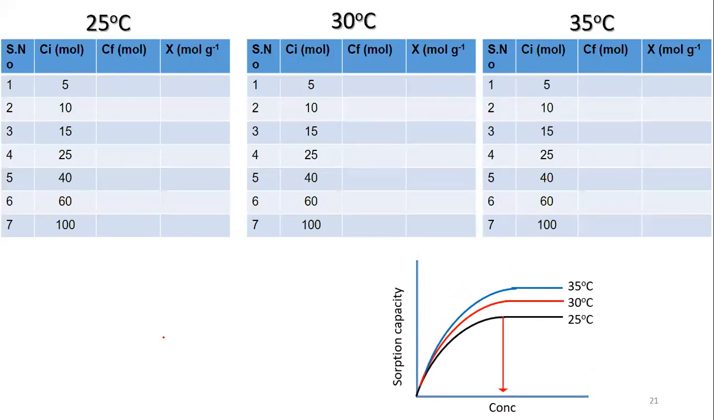Once again, I'm just repeating that here the black line indicates the 25 degrees centigrade data result. Because the initial concentration we know. The final concentration, after sending your samples, is found by atomic absorption or ICP in case of heavy metals, or by UV in case of dyes, or whatever your analytical technique is.